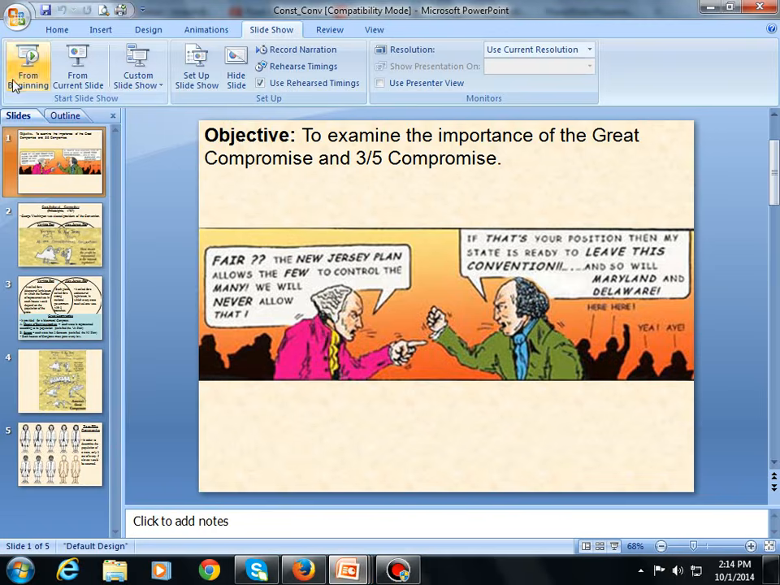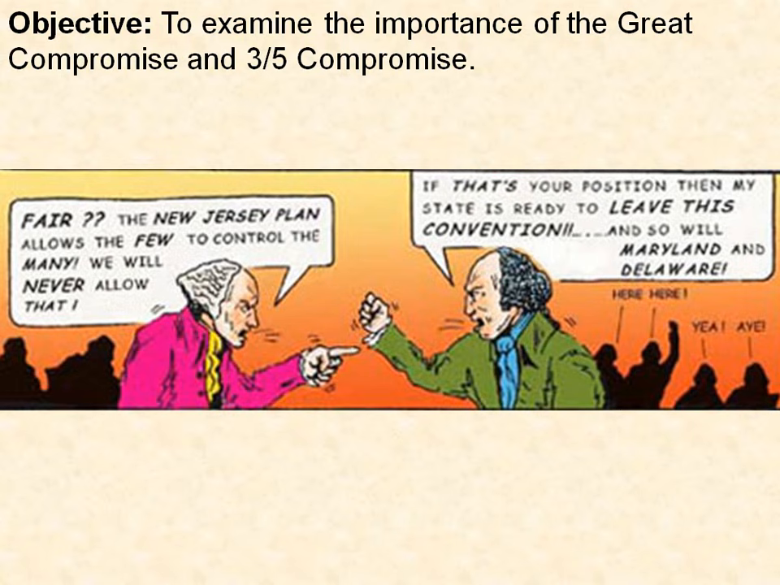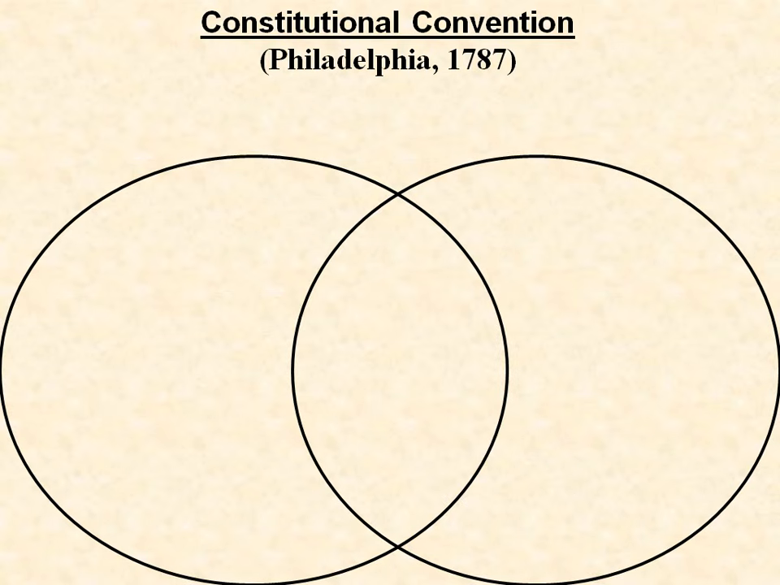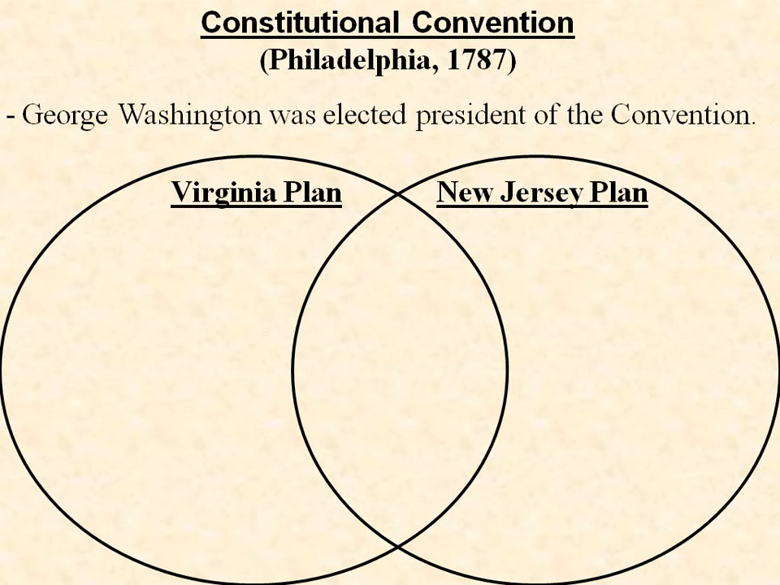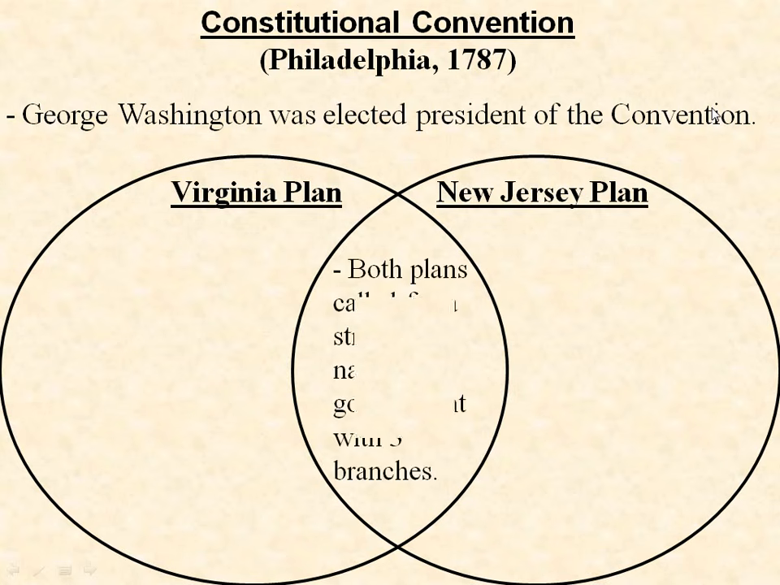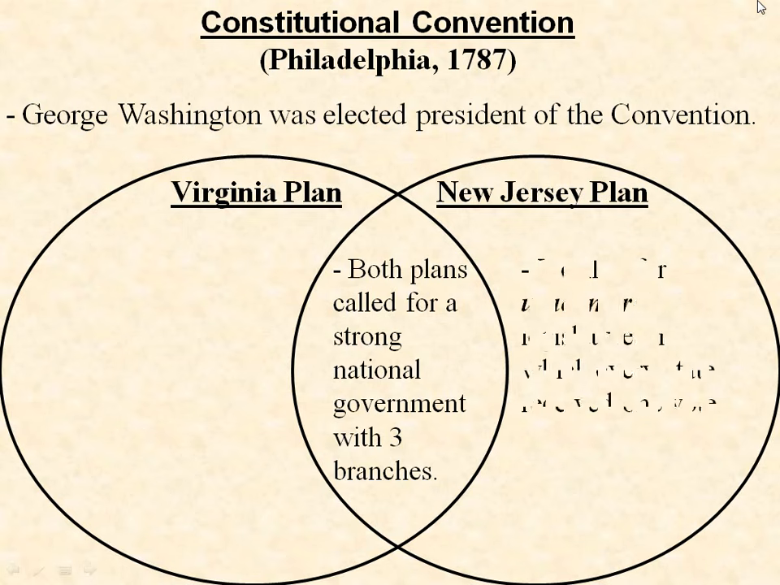Okay, we have a constitutional convention, so we're going to take a look at the importance of the Great Compromise and the 3/5 Compromise. All right, here's a lovely Venn diagram. You have 2 plans that come out here. You have the Virginia plan and the New Jersey plan. The Virginia plan favored the larger states with larger population. The New Jersey plan favored the smaller states with lower population. So both plans called for a strong national government with 3 branches.